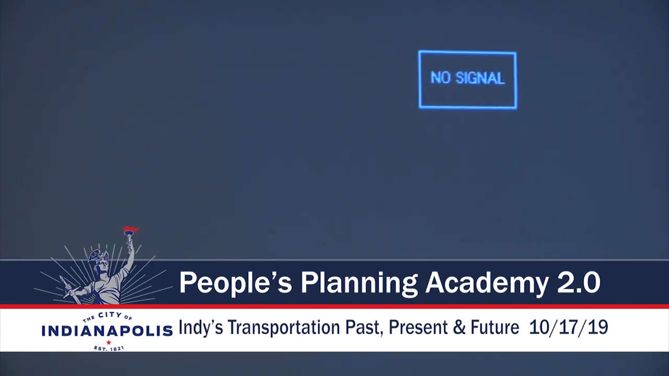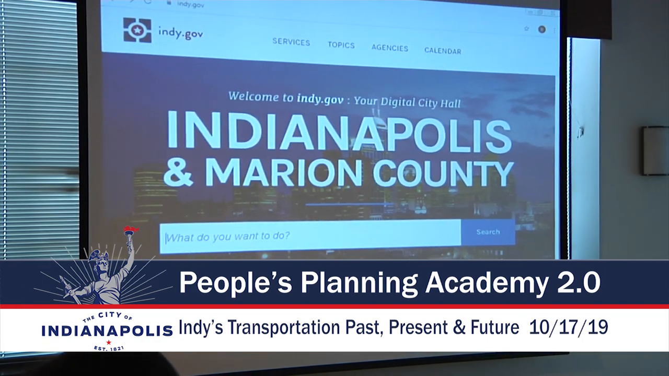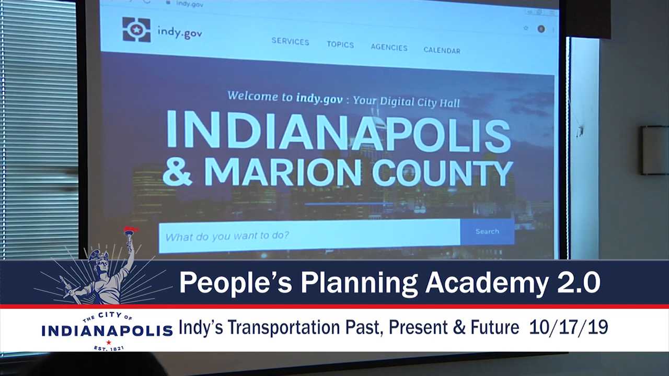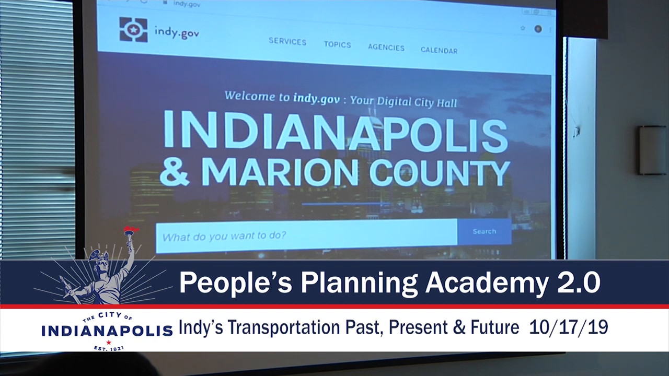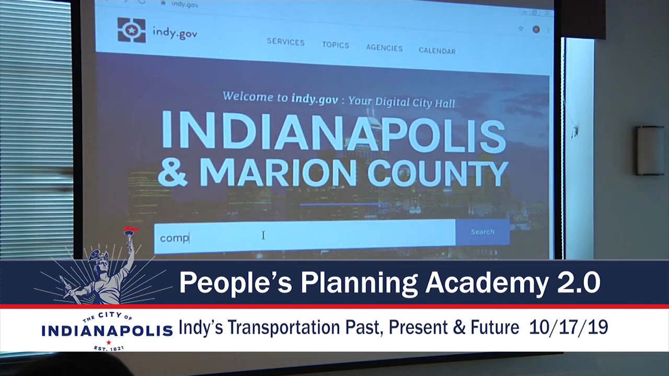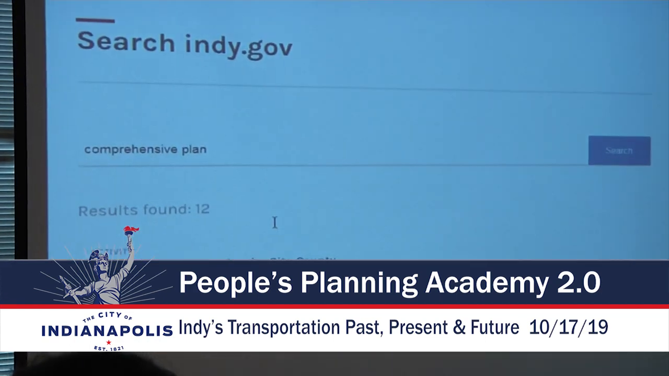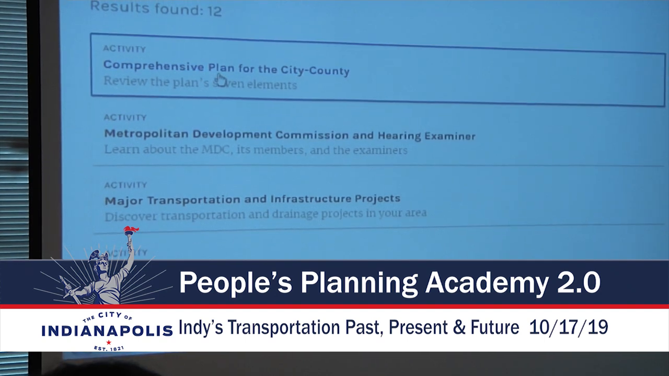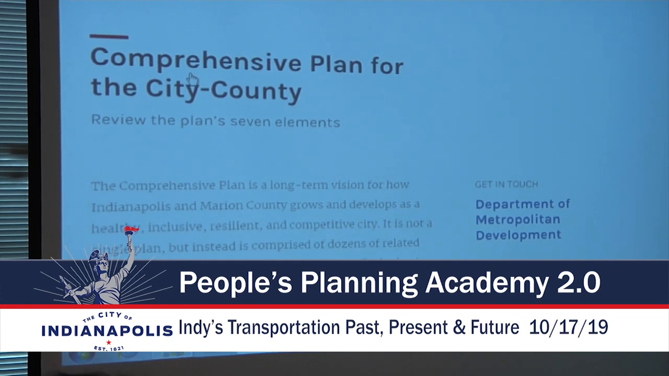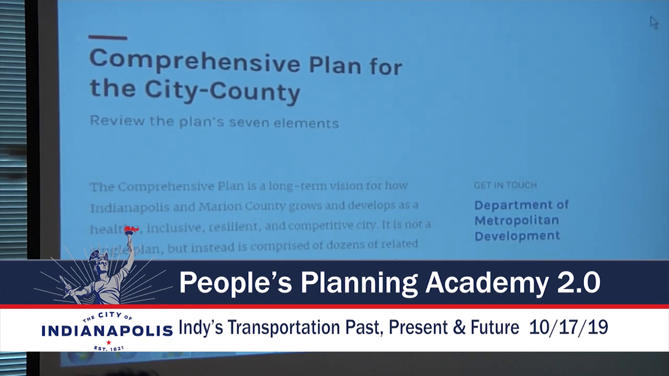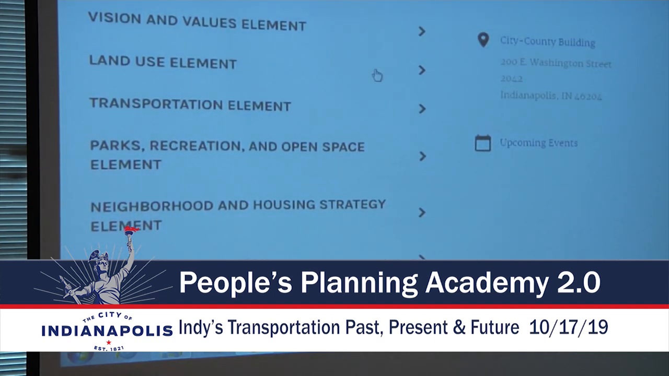If you've saved links, those links no longer work. However, the search engine has been enhanced. So if you go to indy.gov, and type in comprehensive plan, you'll be directed to this link right here. It tells you that you can find the seven elements of the comprehensive plan, those gears that we talked about in the first class. And you scroll down and you can see, for example, land use and transportation.